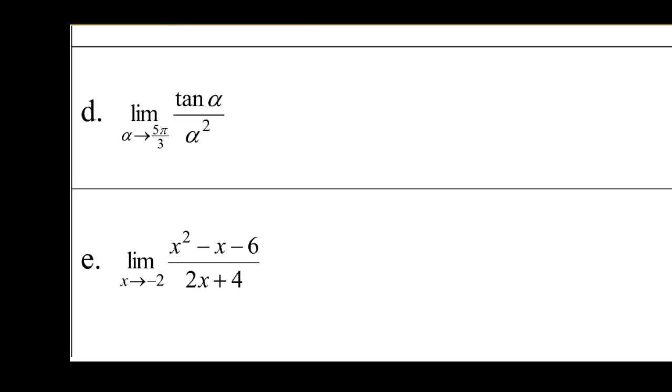Okay, so D is going to be a little bit tricky because we're substituting in a fraction here, 5 pi over 3. So I'm going to deal with a little bit of complex fraction, and I just need to watch out for that and make sure that I rearrange as I go. So directly substituting, I'm going to get tangent of 5 pi over 3 divided by 5 pi over 3 quantity squared. And it's everything there that's being squared.